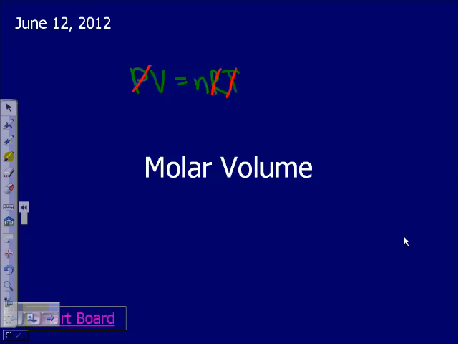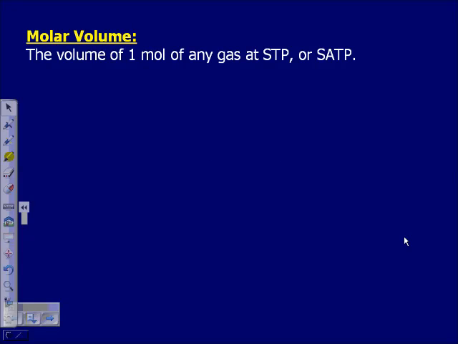And because we've been using these particular temperatures and pressures that we call standard temperature and standard pressure, we can actually do a shortcut so that we don't have to use the entire equation PV equals nRT. So, molar volume, what is it? Let's define it. It is essentially the volume of 1 mole of any gas at STP or SATP.